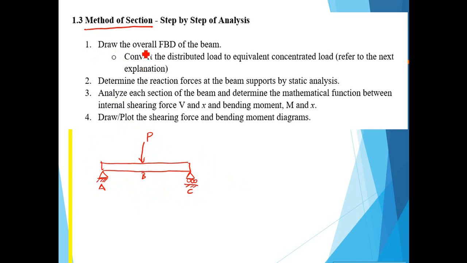So the first step, draw the free body diagram of the beam, the overall free body diagram. This is support A, a pin support, so we replace it by reaction force FA. This is the roller, so we replace it by the reaction force at the roller, and then of course we have load P. Let's say the distance here is 2 meter, and the distance here is also 2 meter.